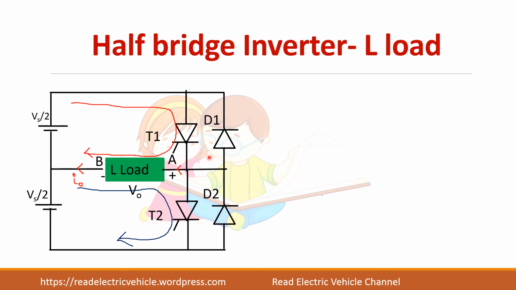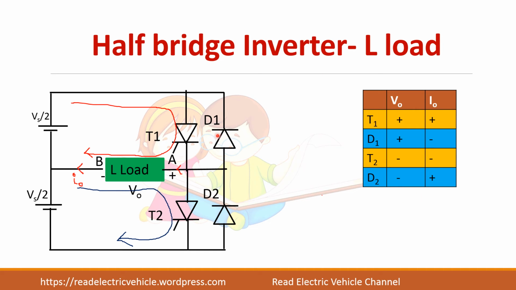So if you take an inverter with L load, when T1 conducts, current flows from A to B, and when T2 conducts, current flows from B to A. So it cannot change its direction immediately. So the diodes come into action. When T1 conducts, this load end will be positive. So apply Kirchhoff's law, this plus will be connected here. So output voltage is positive, and current flows from A to B, so it is positive.